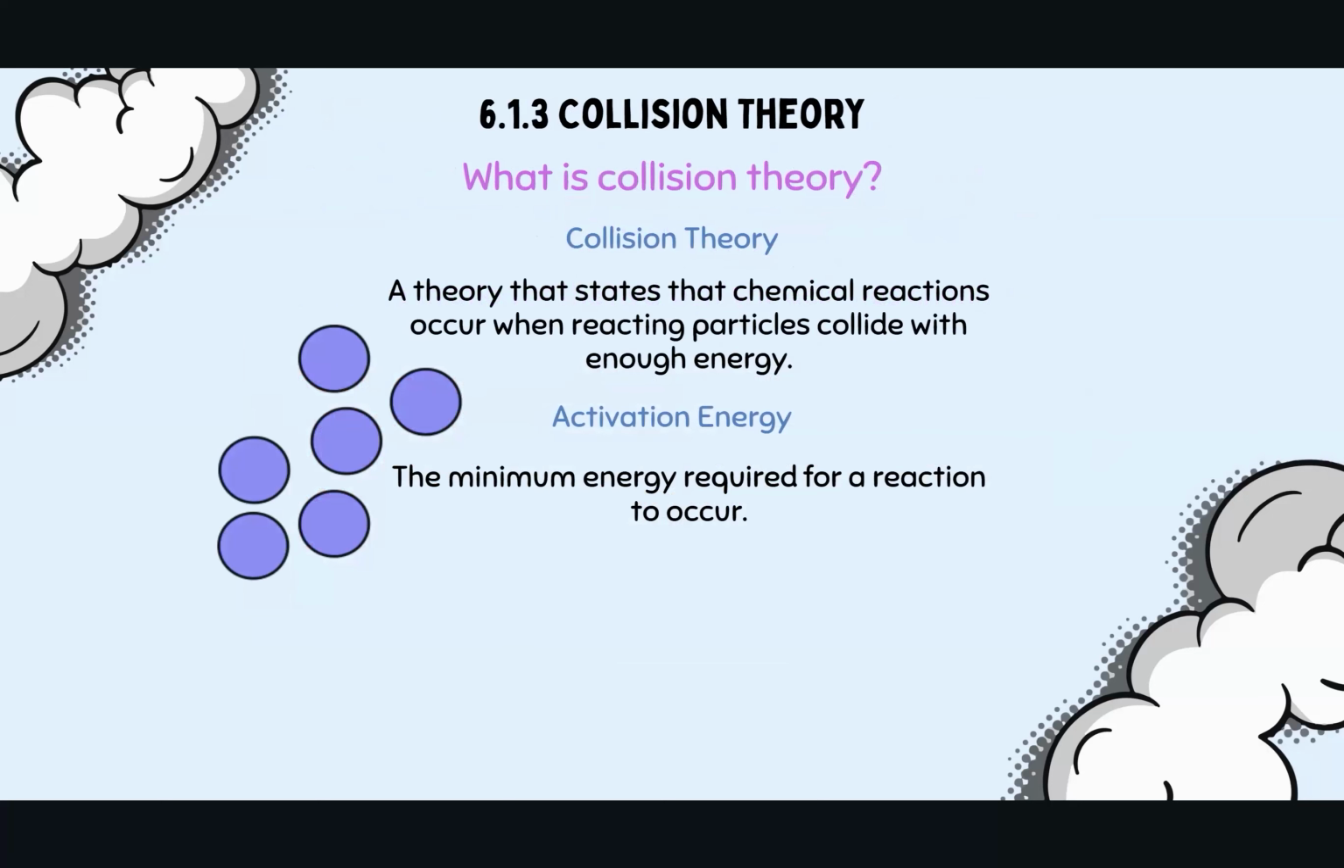Okay, collision theory. Now, this is something which we've already covered. This is the one thing I disagree with in the order of AQA, is that collision theory should come first. Because collision theory is a theory that states that chemical reactions occur when reacting particles collide with enough energy. And when we say enough energy, what do we mean? Activation energy. So in other words, what I went through before I started the other topic, rates of reaction just a few minutes ago. So activation energy is the minimum energy required for a reaction to occur.